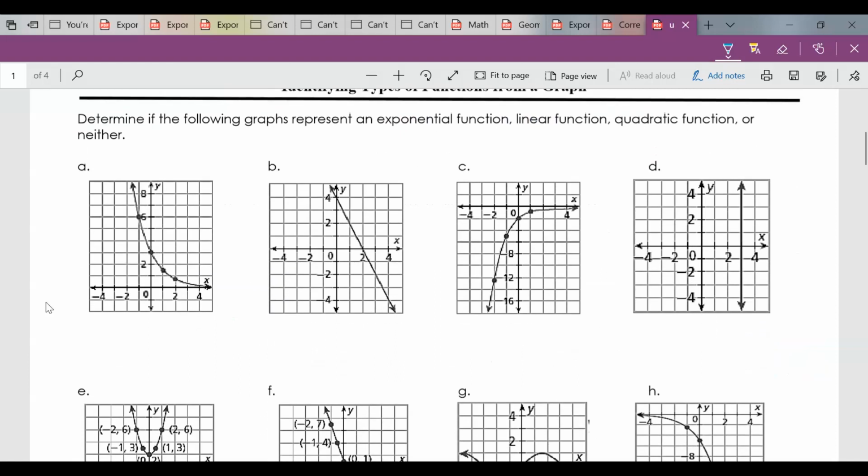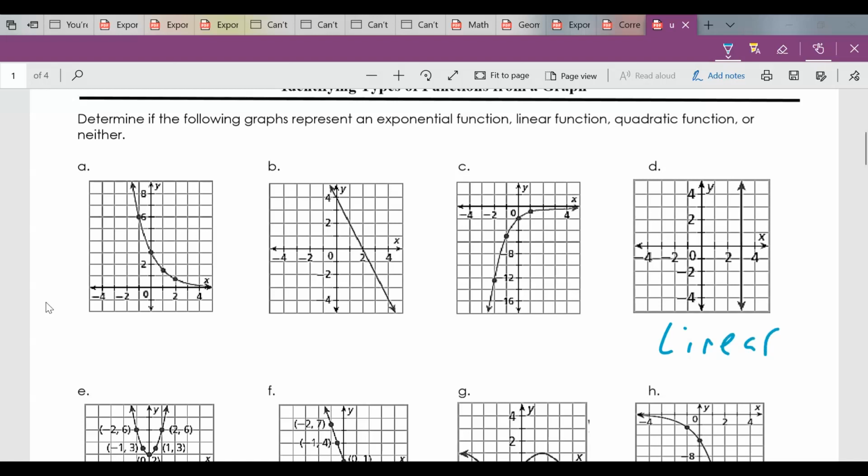I think that we were all pretty good with identifying these. So let's just look at a couple of these. I want to first look for a linear one. I know linear means line, so I'm going to say that D is definitely linear because it does not curve at all.